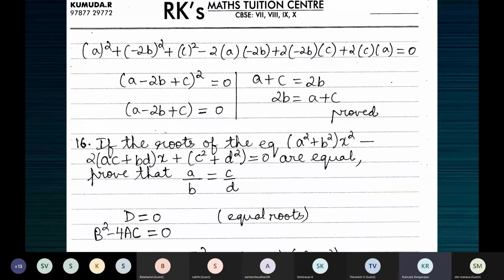Now this one, again, another important question. If the roots of the equation, again given in the standard form, you can see the x square term, the x term, and the constant, are equal, prove that a by b is equal to c by d. So we are given a quadratic equation with equal roots. That means the discriminant d is 0. That means b square minus 4ac is 0.